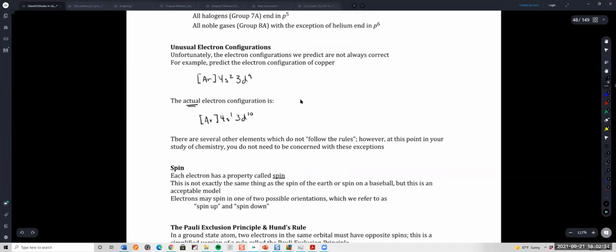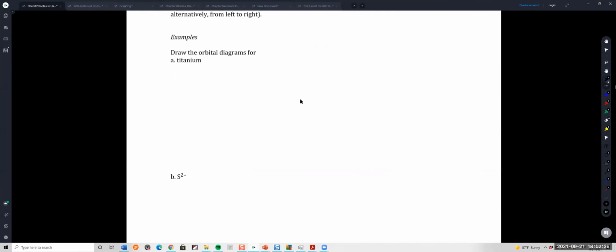And there isn't really a shortcut notation for this. We could make one up, but let's just do this. So titanium is 1s2, 2s2, 2p6, 3s2, 3p6, or s2.